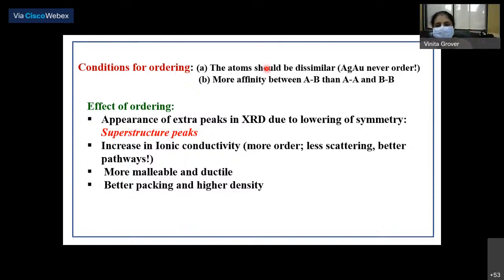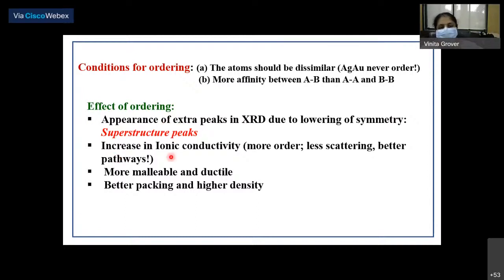Okay. And obviously more affinity between AB than AA and BB leads to ordering, because that gives a different kind of energy landscape. And sometimes the minimum energy landscape is the one where ordering is preferred. So what is the effect of ordering? Appearance of extra peaks in XRD due to lowering of symmetry, and that is called superstructure peaks. That is, of course, one way to identify.